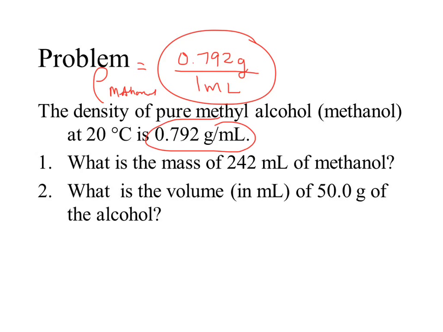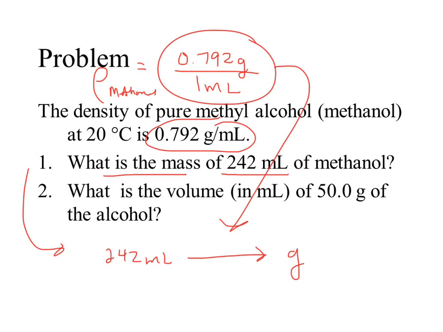And then, the two questions we have dealing with methanol. First is, what is the mass of 242 milliliters? So basically, what number 1 looks like is we are going to go from 242 milliliters to grams using the density. That's what 1 is. So you can use stuff as a conversion factor for whatever units that stuff is. And for density, it's grams per milliliter. In this case, we can go back and forth between milliliters and grams.